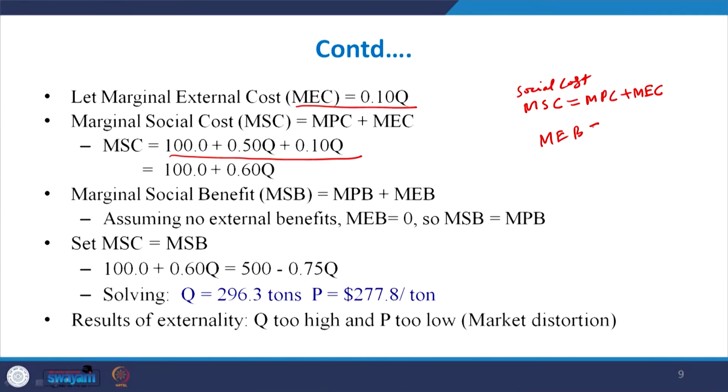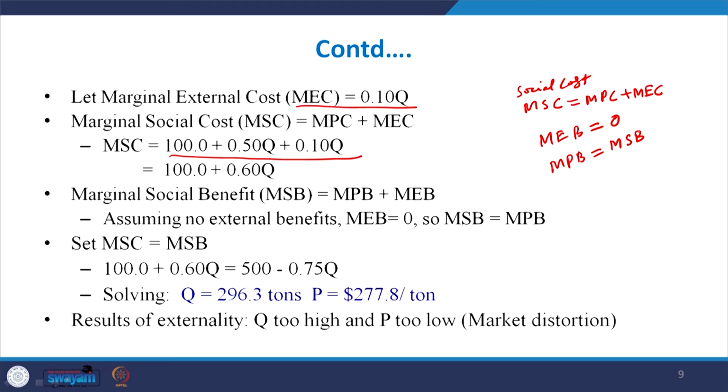Sometimes some companies may also generate marginal social benefit or marginal external benefit, but in this case we do not assume that the sugar mill is generating any marginal external benefit. So, marginal external benefit is taken as 0, and therefore, marginal private benefit is equal to marginal social benefit. So, there is no difference between marginal social benefit and marginal private benefit.